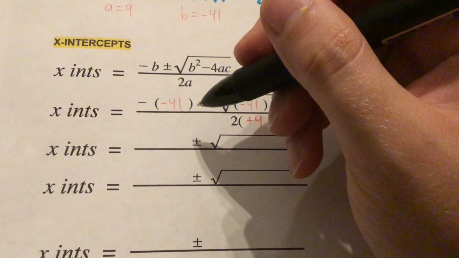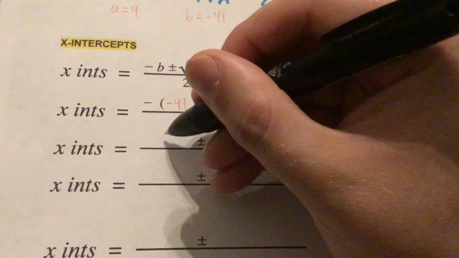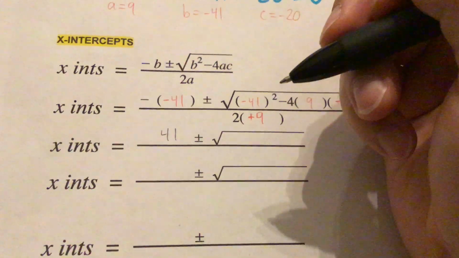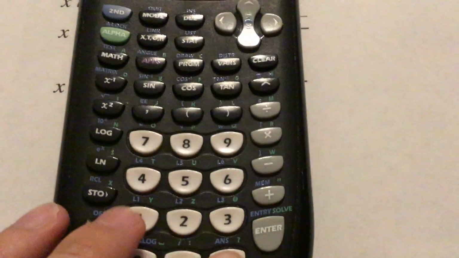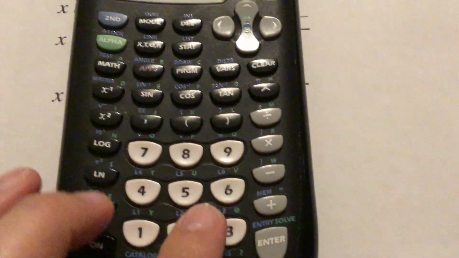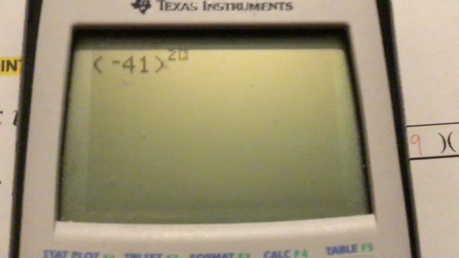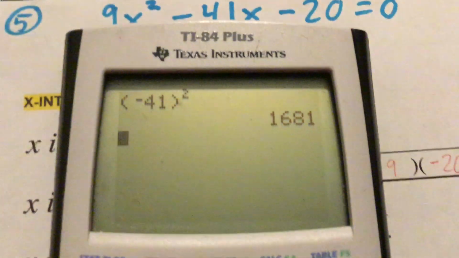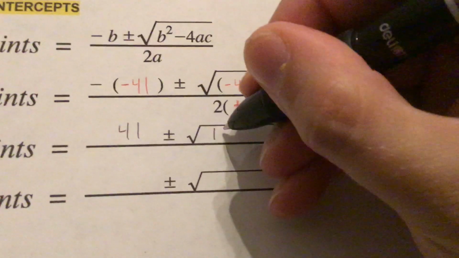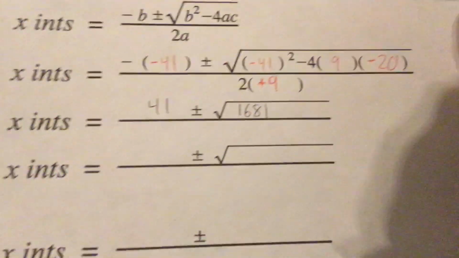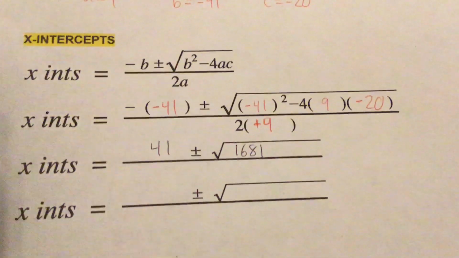Let's clean this up a little bit. Negative 41, well, that's going to be a positive 41. And I'm definitely going to need a calculator for this part. So just to be clear, negative 41 in parentheses squared. So that's negative 41 times negative 41, which is positive 1,681. I did not know that. You learn something new every day. So now we've got 1,681.